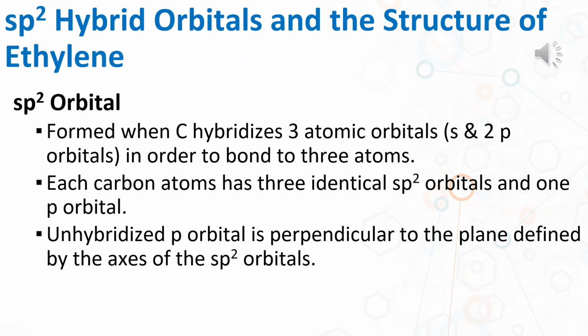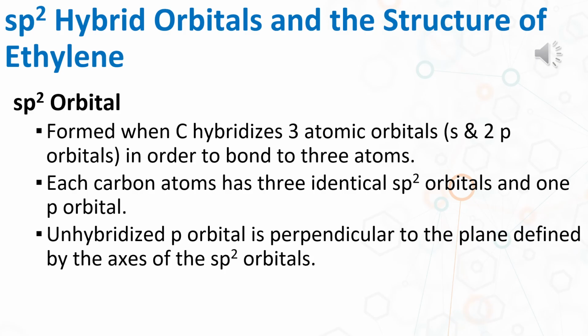Next, we have the sp2 orbital. For this one, we have ethylene as an example. In sp2 hybridization, we must have one s and two p orbitals that must be combined to form three hybrid orbitals. Again, one s and two p orbitals must be combined to form three hybrid orbitals. So one unhybridized p orbital forms a pi bond.